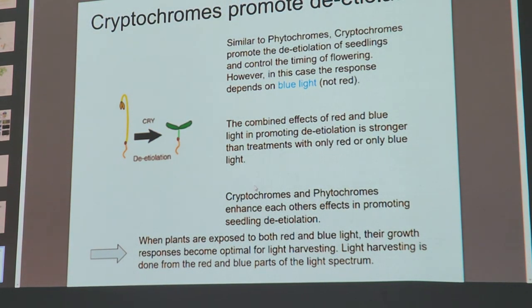Okay, so what happens when cryptochrome and phytochromes come in together? You will see this: they enhance each other's effects in promoting seedling de-etiolation. I hope you still remember etiolation. When your seedling germinates in the dark, it looks white, pale. That is etiolation.